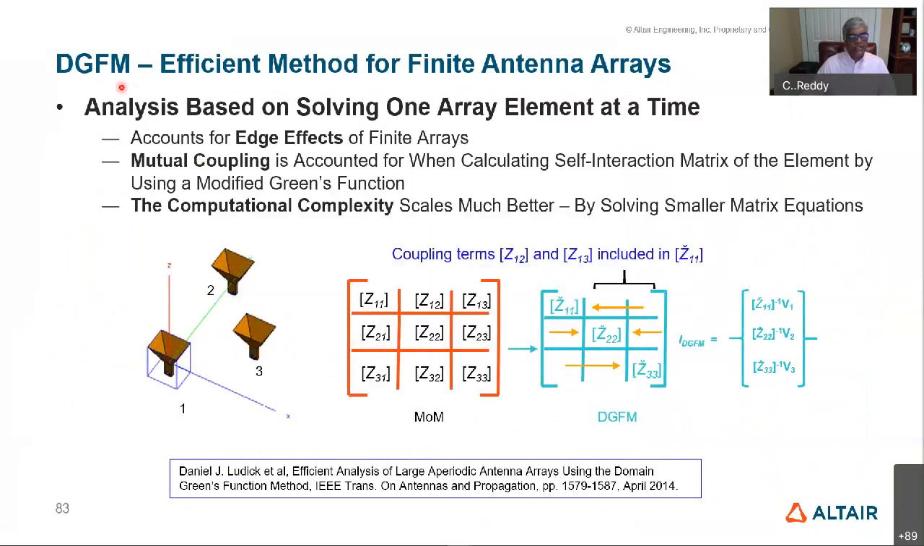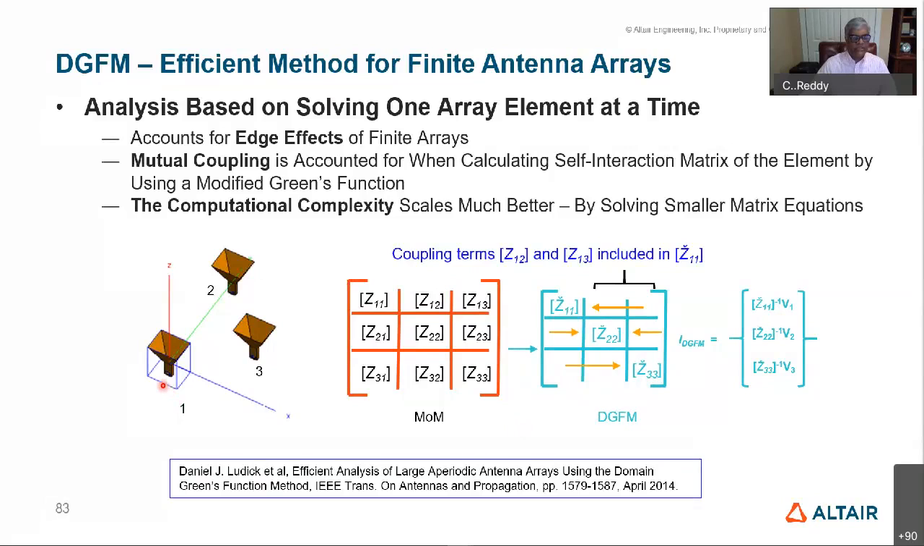We also have a method called DGFM. This is the domain Green's function method, which was published in 2014 by one of the authors of this code in FEKO, Daniel Ladek, who joined us and now works at University of Stellenbosch as a professor there. You can take similar types of elements and compress the impedance matrix to a diagonal matrix, so you're only solving the diagonal matrix rather than the whole matrix of the array.